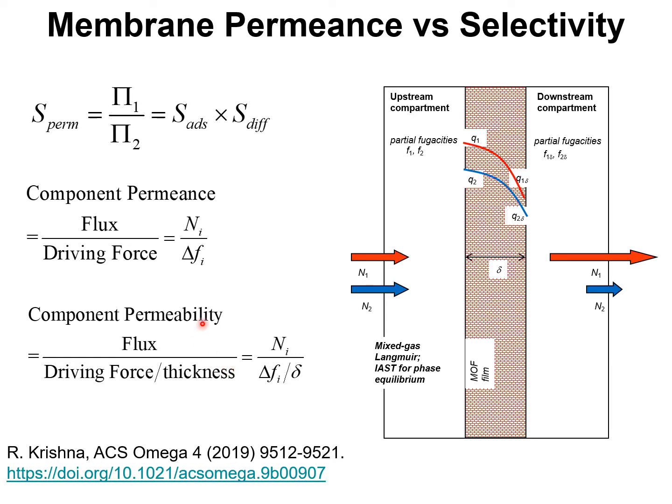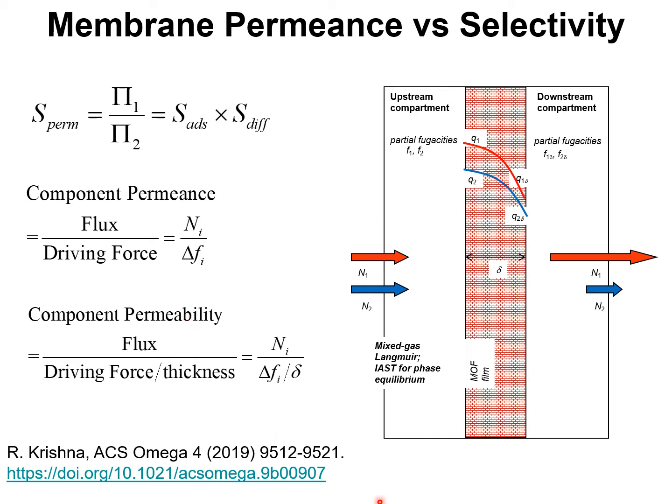The component permeability is defined as the flux divided by the driving force divided by the membrane thickness, delta. So there is a factor delta that needs to be multiplied to the component permeance to obtain the component permeability.